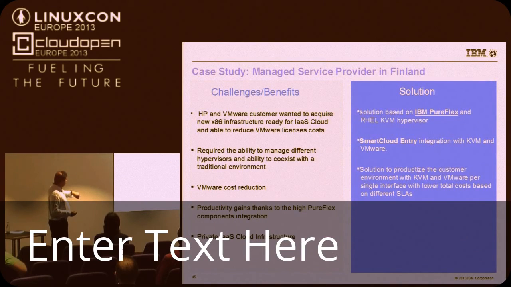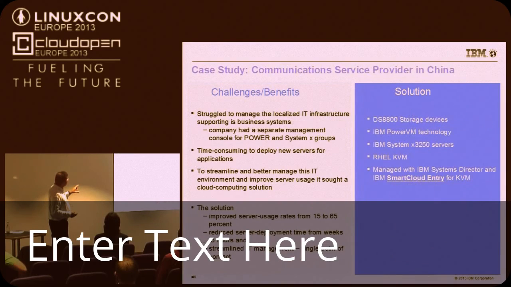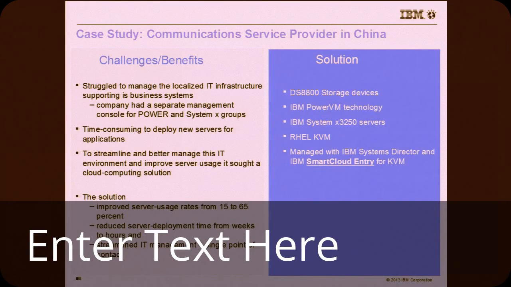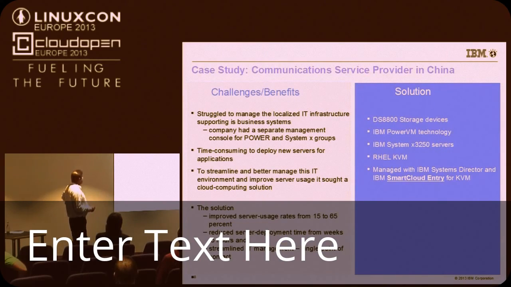So I'm going to skip, to the benefit of time, a couple of slides here to just show you one thing. This was a customer, a communication service provider in China. He had different systems. He had an IBM Power cluster, and he had x86 clusters. The problem he was having was deploying virtual machines on those servers.